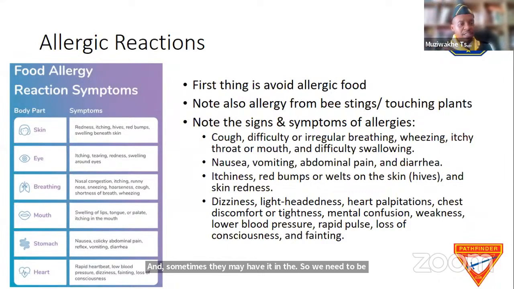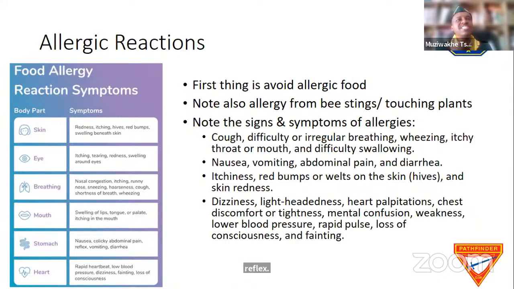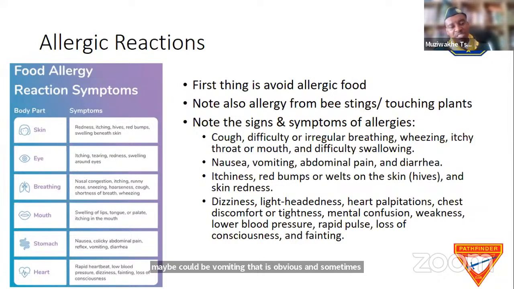All right. And then the other signs and symptoms include stomach issues, for example, the child is feeling nauseous, they feel like throwing up. We need to be aware of that. Sometimes they may have what we call colic abdominal pains, where they feel that they have excess gas in their stomach. Sometimes they may complain of reflux. And with this reflux, they may tell you that they are feeling a sour taste in their throat, or they're feeling some burning sensation in their throat. We may just note that as a sign of reflux. The other one could be vomiting, that is obvious, and sometimes the child may be experiencing diarrhea.